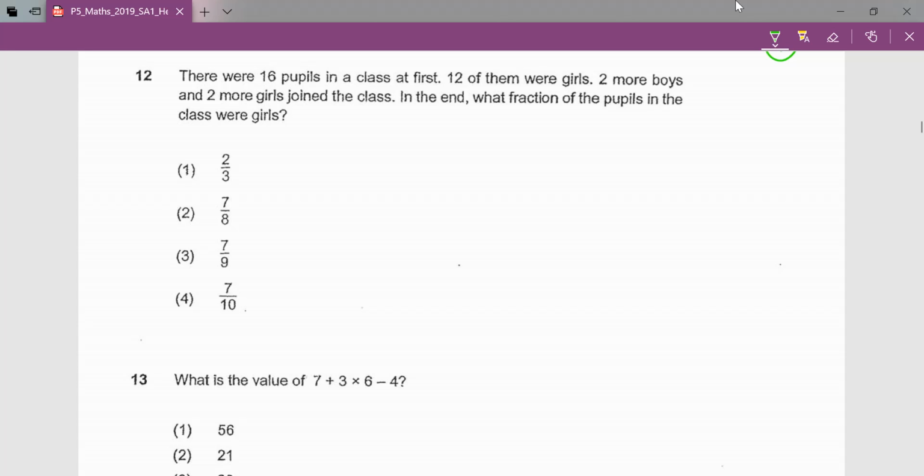So don't make it hard for yourself. Just ask yourself, how many people at first? 16. How many people joined? 2 boys as well as 2 girls. So 2 boys plus 2 girls, how many would that be? Total 20 people. Okay, initially there are 12 girls, right?